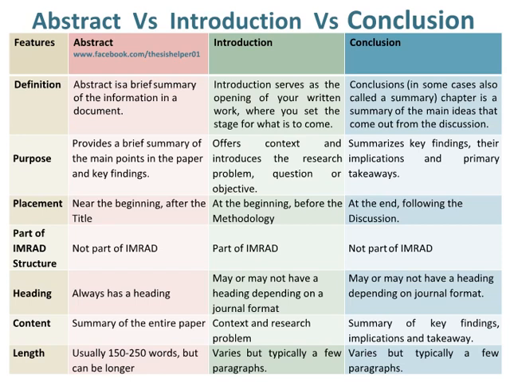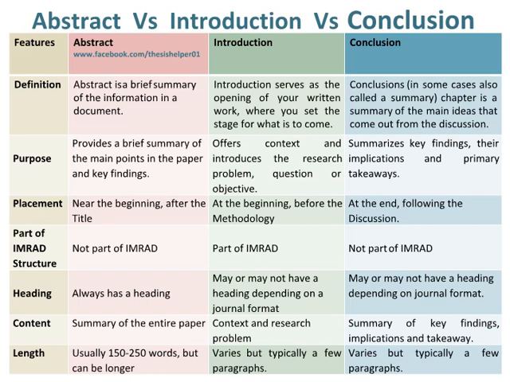Placement of abstract is near the beginning, after the title, whereas placement of introduction is at the beginning, before the methodology, whereas placement of conclusion is at the end, following the discussion. Abstract is not part of IMRAD, whereas introduction is part of IMRAD, whereas conclusion is not part of IMRAD.